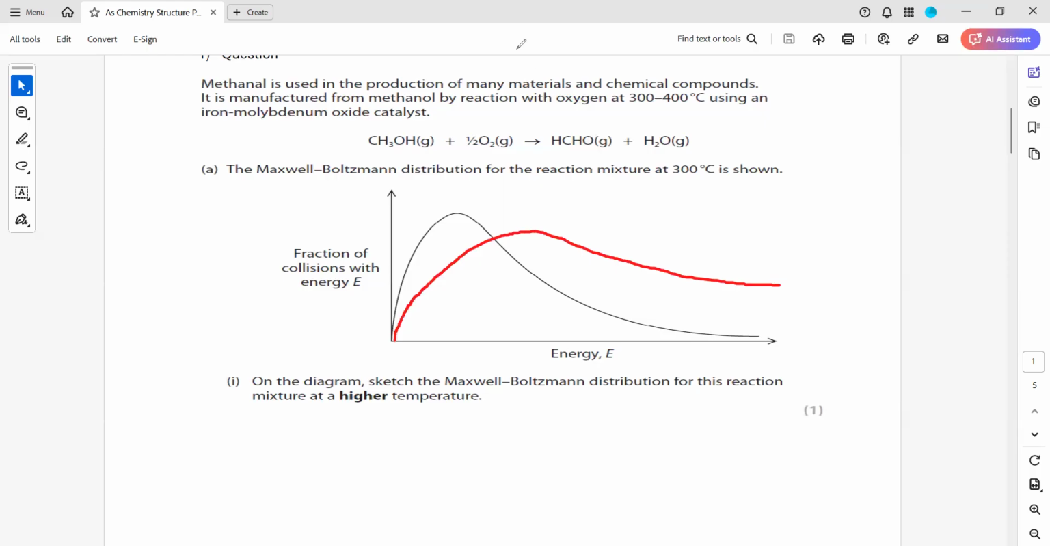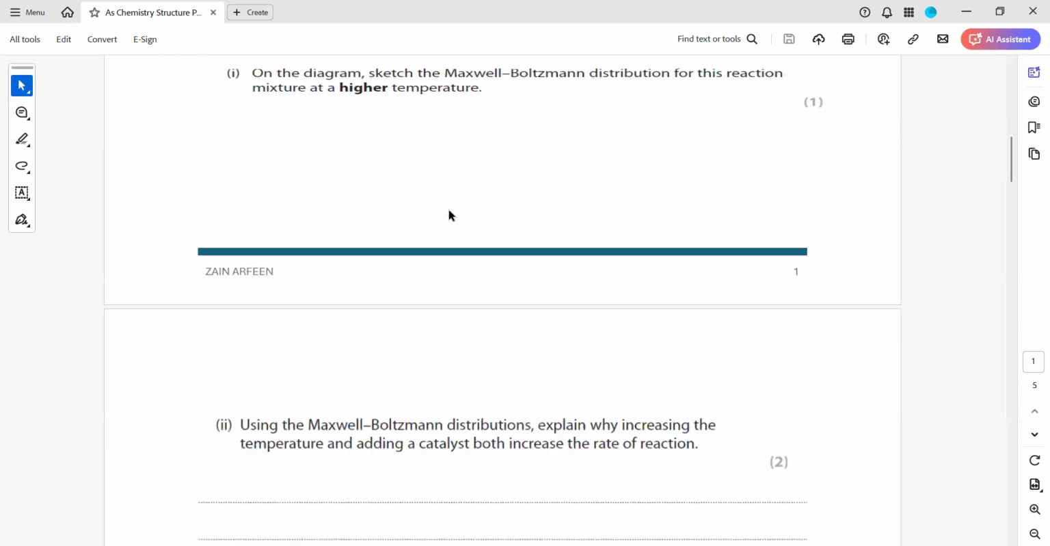If they say sketch a graph at a lower temperature, then the peak will increase. So this will be the peak. But don't touch the x-axis at all, okay? Because if you touch the x-axis, it means that you make a fixed energy for the maximum, like this is the maximum energy a particle can have. But particles can have any value of energy. So the red one is what you're supposed to draw.